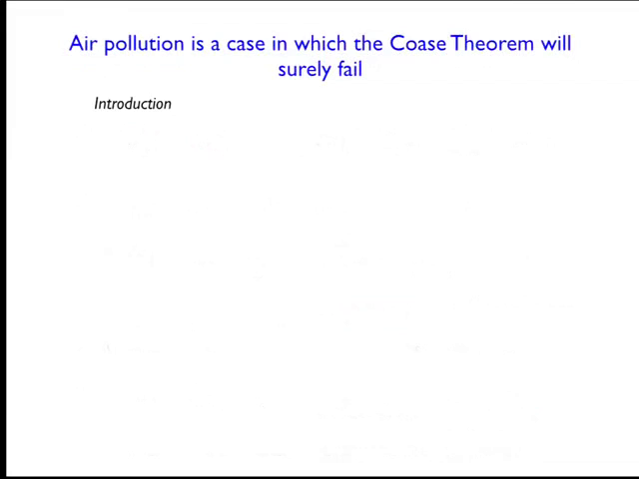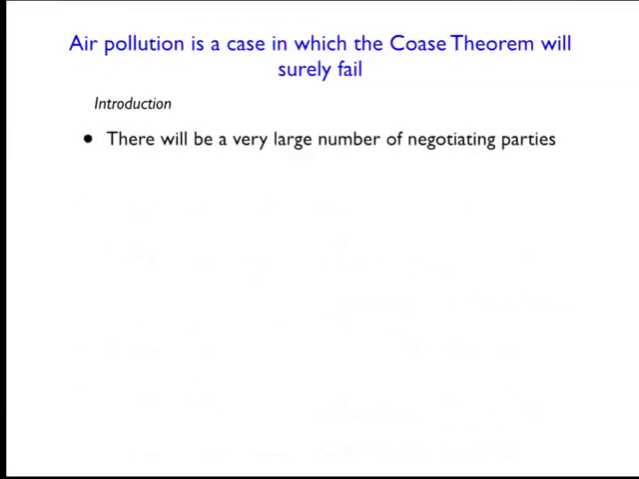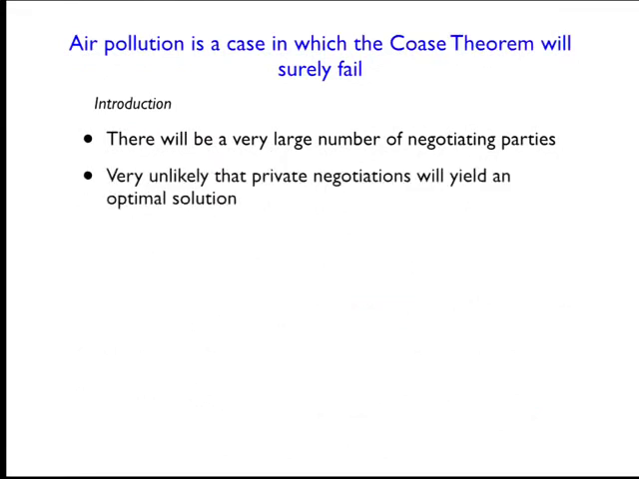Because of this, air pollution is basically a case where you're almost certain that the Coase theorem is going to fail. There's guaranteed to be a large number of negotiating parties, right? If you have hundreds or thousands, or in this case even millions of people who are potentially being affected by the externality, there's no way that they're all going to be able to coordinate and bargain with whoever is generating the externality. So it's very unlikely that private negotiations are going to yield an optimal solution.